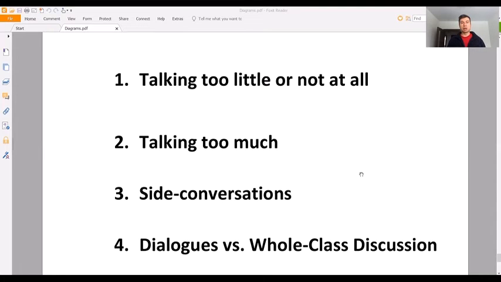And number 4 is dialogues versus whole class discussion. It's similar to side conversations, but that's more specific to when just 2 people are involved. So there's a discussion happening, and then a point is made by a student, and another student responds, and it just starts going back and forth for a while. One or two iterations is not a problem, but when it keeps going for a minute or 2 or 3, and the rest of the group is completely turned off because it's only between 2 people, not even a discussion, it's a dialogue now.